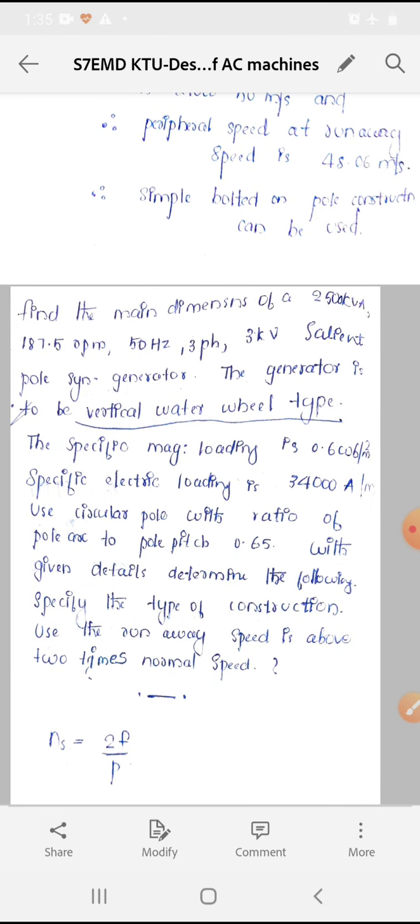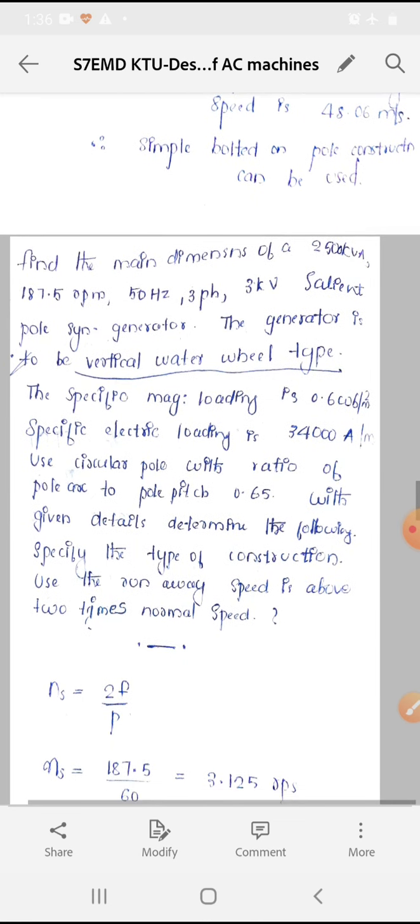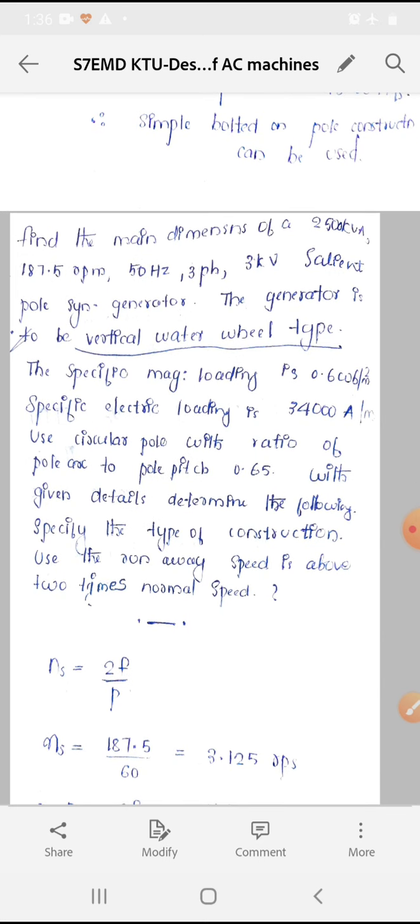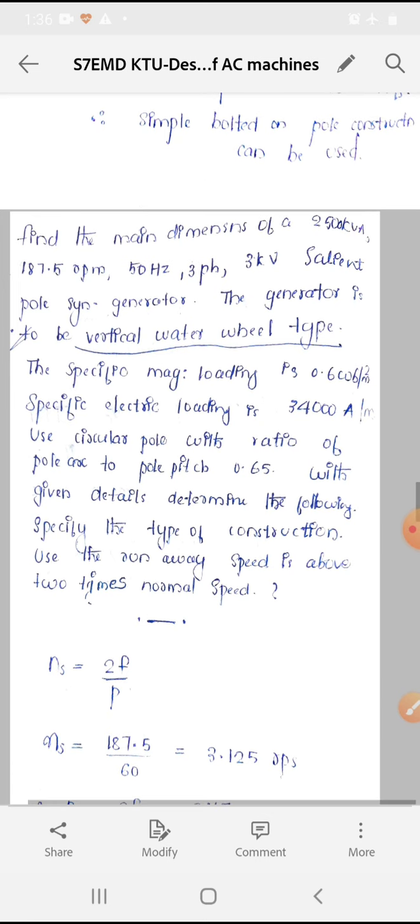Next question is find the main dimensions of a 2500 kVA 187.5 RPM 50 Hz 3-phase 3 kW salient pole synchronous generator. The generator is to be vertical water wheel type, that is salient pole synchronous generator. The specific magnetic loading is 0.6 Weber per meter square. Specific electric loading is 34,000 ampere conductor per meter. Here we have to use circular pole with ratio of pole arc to pole pitch is 0.65. With given details, determine the following.